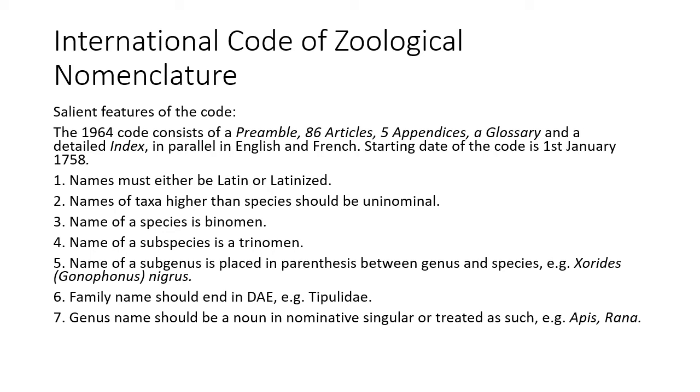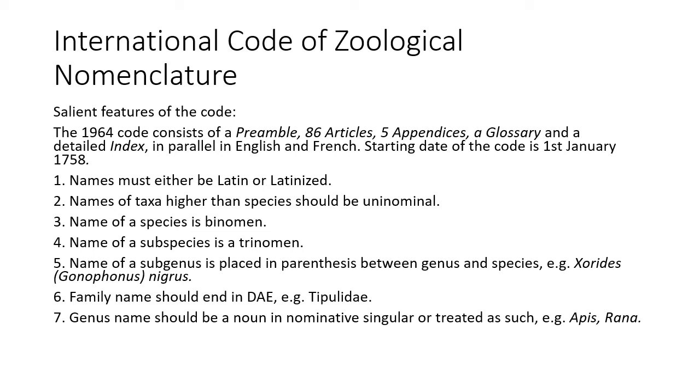When you go to the species level, then it is binomen, because there is one word that represents the genus and the other that represents the species. And when you go to the subspecies level, then it can be trinomen. So the genus, the species, and then the subspecies. The name of a subgenus can be placed in parentheses between genus and species. So Zorides, Nigrus, and then the Gonophonus is the subgenus. Family name should end in DAE. So like Tipulidae, right?